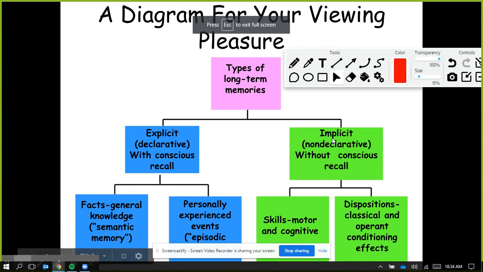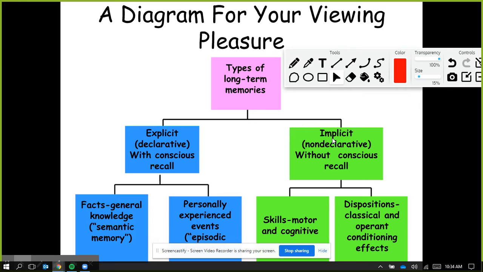Okay, so last class we talked about the different levels of storage, and the process that we go through as we form memories, step by step. How do we get something from just being in our environment to being a memory?